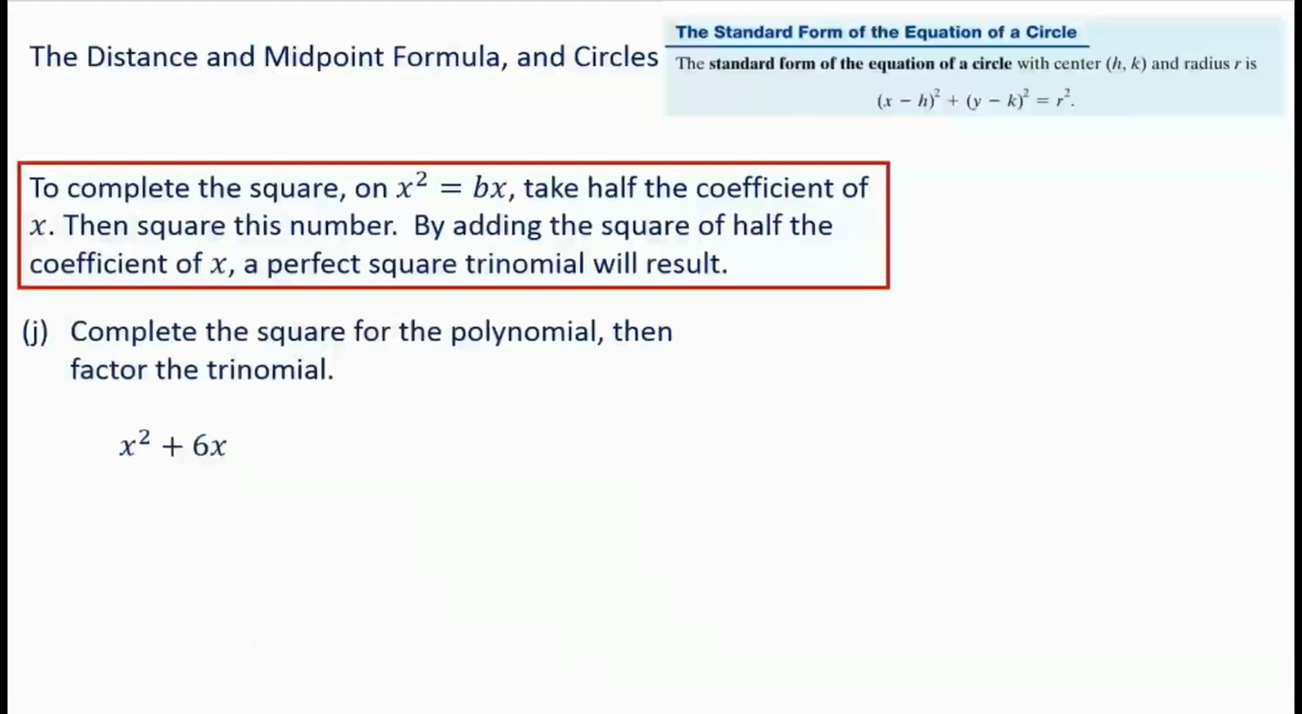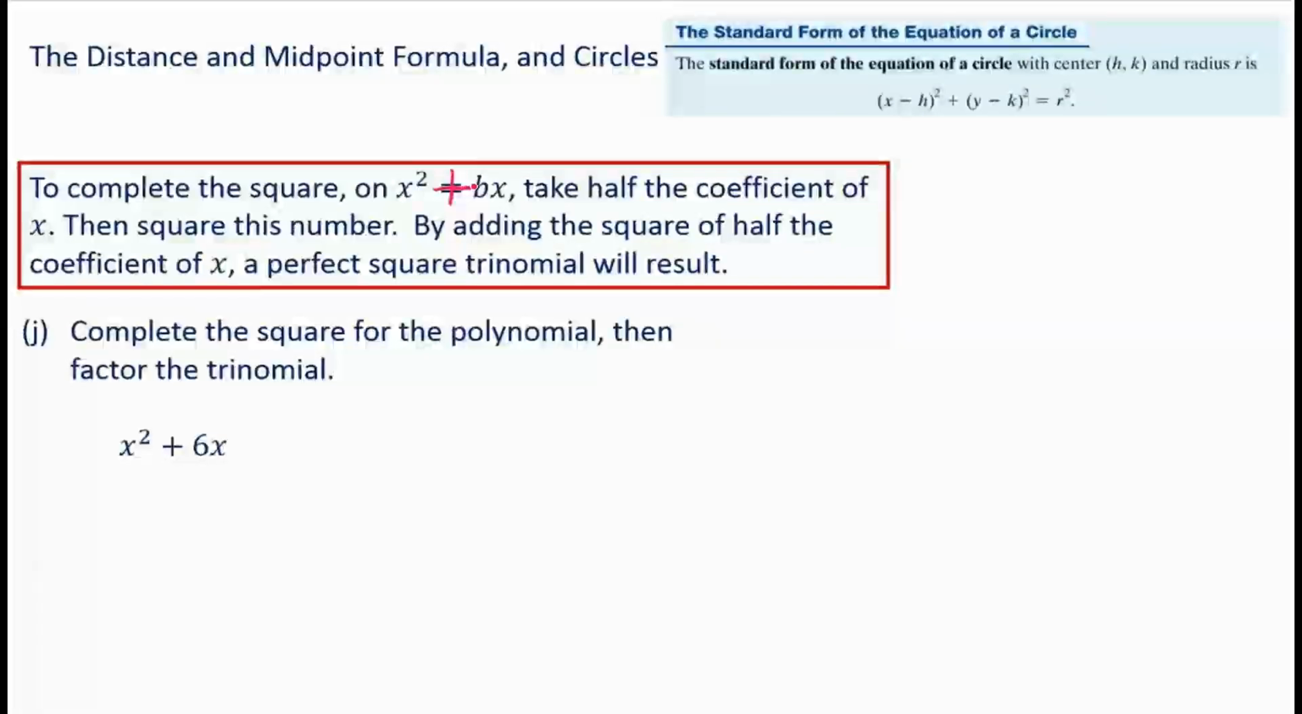So this brings me to another type of problem. We're going to leave the problem we just did behind for a minute, and we'll talk about that general form for a circle in just a minute. But notice there's a skill we need: completing the square. And I see that I have a typo here. This says x squared equals bx. It's supposed to be x squared plus bx. To complete the square on x squared plus bx, it says take half the coefficient of the x, then square this number. By adding the square of half the coefficient of x, a perfect square trinomial will result.